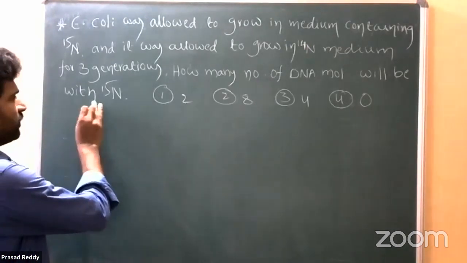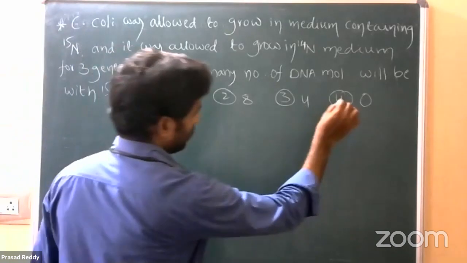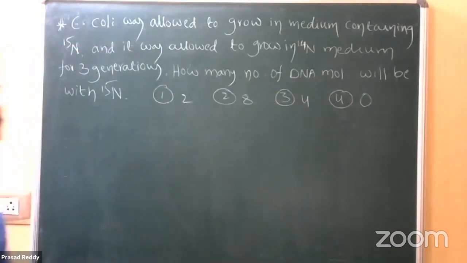You may be confused between the options, either 4 or 2. So which option is correct, first option or fourth option? They are asking only about N15 DNA molecules. So N15 DNA molecules are 2.